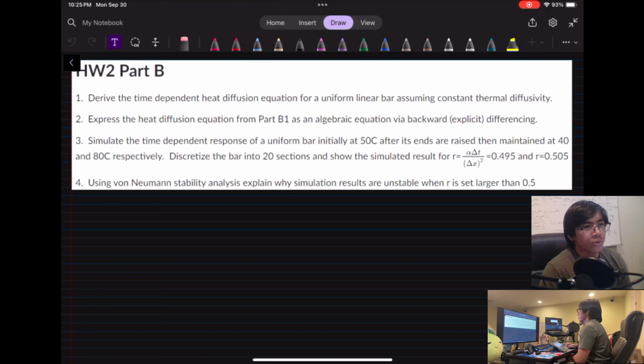Then we'll do a backward differencing where we express that in terms of iterations, or discretizations, I should say. Then we'll graph that in Python with our Colab as usual, and then do a Neumann stability analysis with that R term, which will be explained here in quite a bit. So let's just get started.